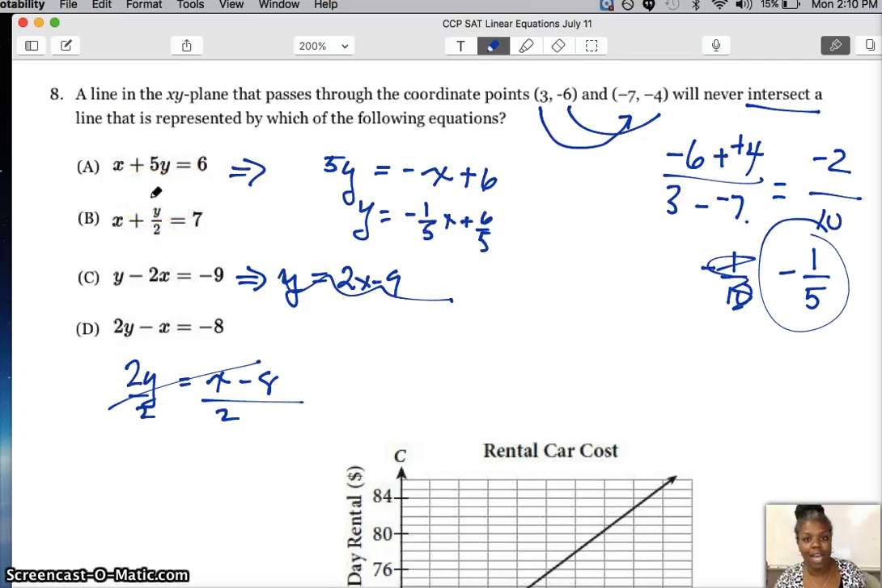If you didn't have any other ideas, guess and check, or if you had to make an educated guess, I would have chosen A because of that 5 right there and the fact that I knew I'd have to manipulate it and get -1/5. Let's go to the next problem.